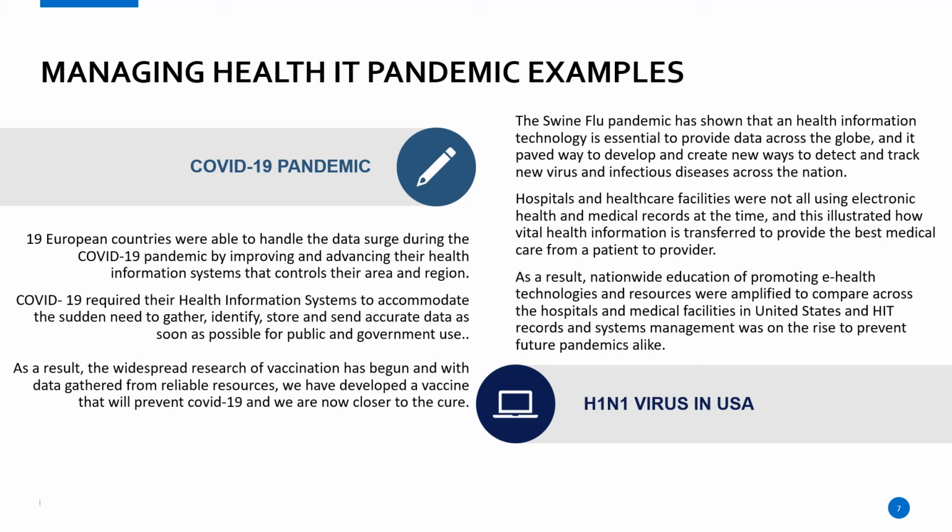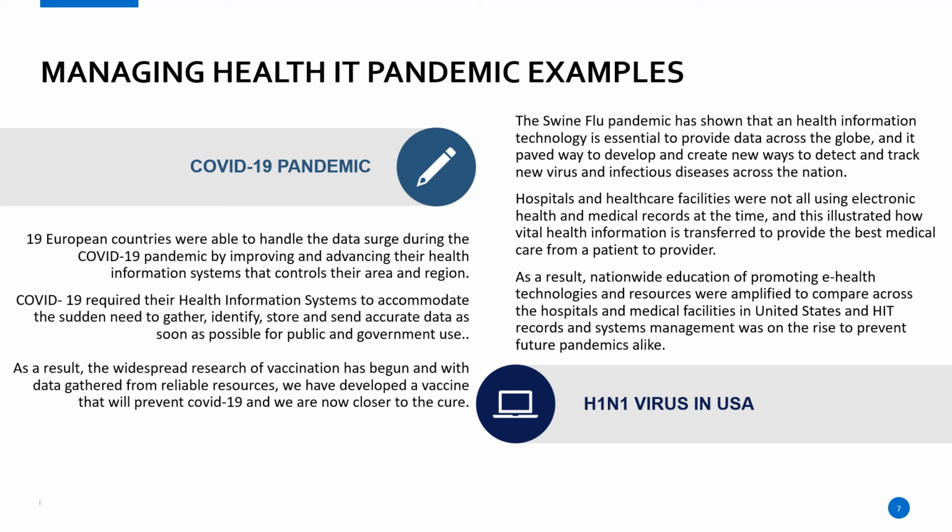There are two great examples of how health IT has been managed during a pandemic. The first one is the H1N1 virus in the USA. This swine flu pandemic has proved that health information is essential to provide data across the globe. Hospitals and healthcare facilities were not all using electronic health and medical records at that time, and this shows how health information is transferred to provide the best medical care from patient to provider. As a result, hospitals and also medical facilities in the United States are promoting e-health technologies and resources throughout the whole management system to prevent future pandemics alike.